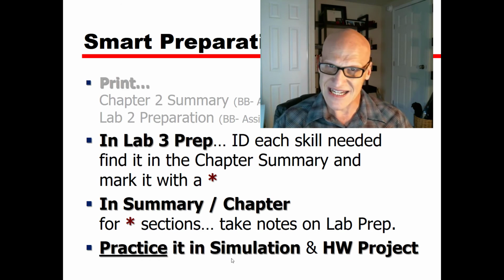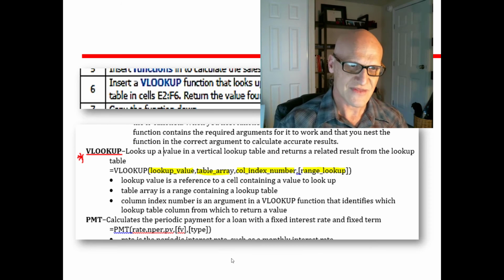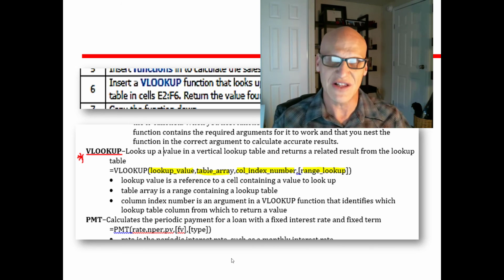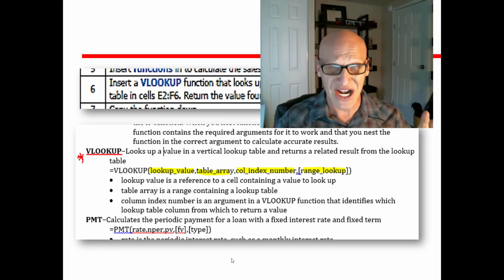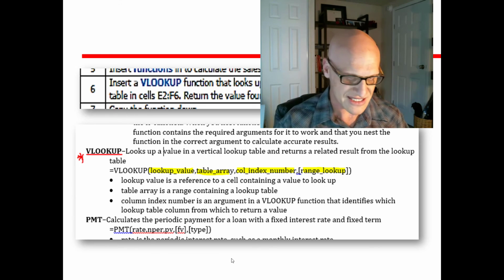So you want to ID each one of those skills and then use the chapter summary to get that figured out. So for instance, you look down through the instructions there on the lab prep and you come to number 6 and it says, hey, use a VLOOKUP. And you're like, oh, VLOOKUP's tough. Do I really know what that is? Then you go to the chapter summary. It has a definition of it right there. It says, hey, this is what the VLOOKUP is, right?